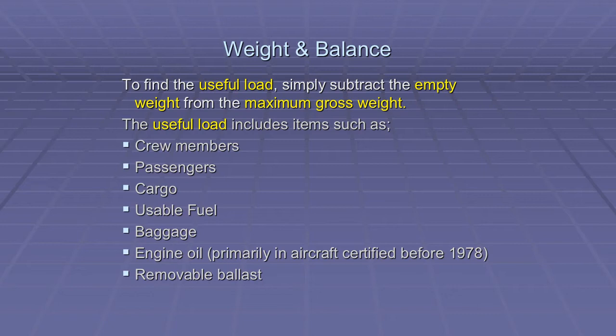The useful load of an aircraft is the difference between the maximum gross weight of the aircraft, which can be found in the type certificate data sheet, and the empty weight of the aircraft, which can be found in that aircraft's weight and balance records. The useful load includes items such as crew members, passengers, cargo, usable fuel, and baggage. For aircraft certified after 1978, engine oil is part of the empty weight of the aircraft and is not part of the useful load. The useful load also includes removable ballast.